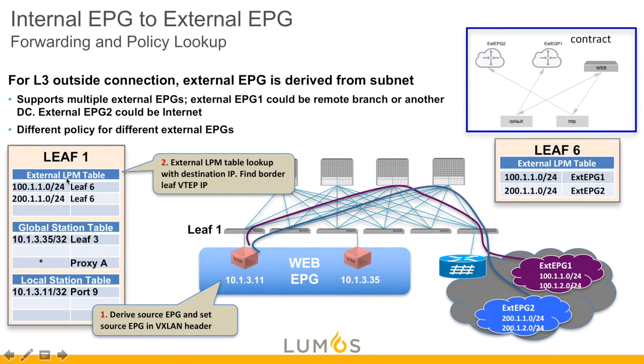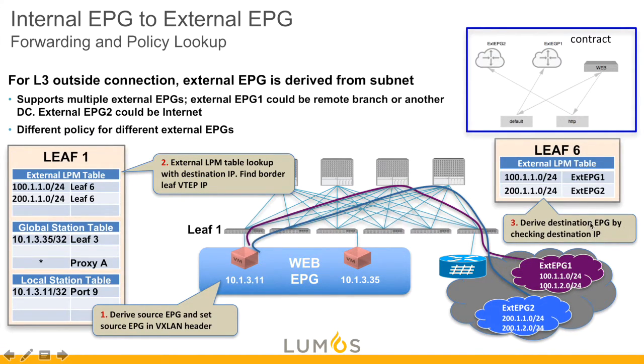And then we have the external LPM table, and that's more of a longest prefix match: whatever route we have that is more specific. If we have two entries that overlap, the one that is more specific is the one that wins when we talk about LPM. So that's the external LPM lookup table with the destination IP. Again, everything in ACI is hardware forwarded, so we're not putting anything into a software router. All of this is done in the TCAMs.